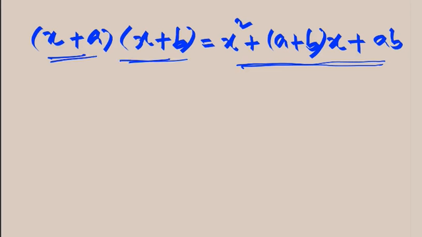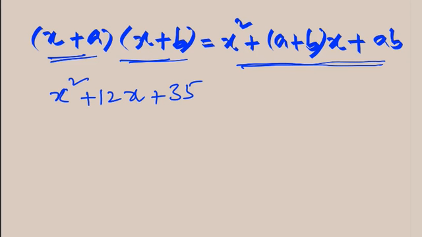For example, here I am taking one polynomial, that is x square plus 12x plus 35. It is a quadratic polynomial. Why? Because the degree of this polynomial is 2, so it is a quadratic polynomial. So how can we find the factors for this?